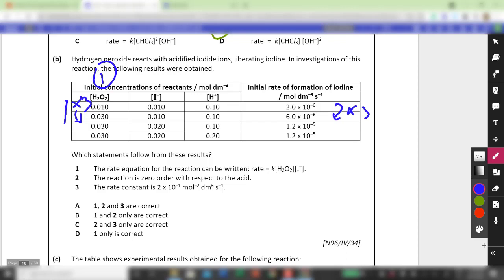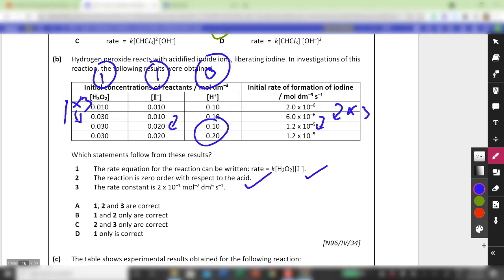Then for the middle two, double the concentration of iodide, the other two kept constant. Then you realize that your initial rate doubles as well, so therefore the order of reaction with respect to iodide is actually 1 as well. Then if you look at the last two, constant for H2O2, constant for I minus, H plus doubles, initial rate remains the same. So therefore it's zero order with respect to H plus. So statement 1 is correct because first order with respect to H2O2, first order with respect to iodide. Then of course statement 2 is correct as well because zero order with respect to the acid.